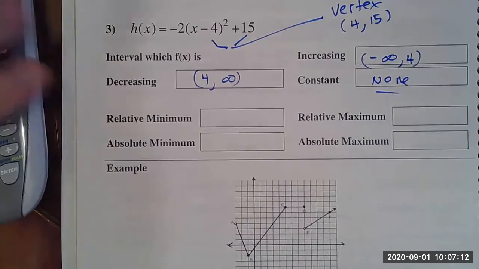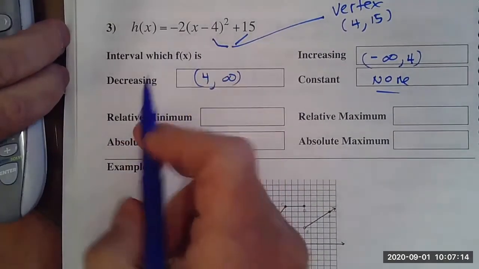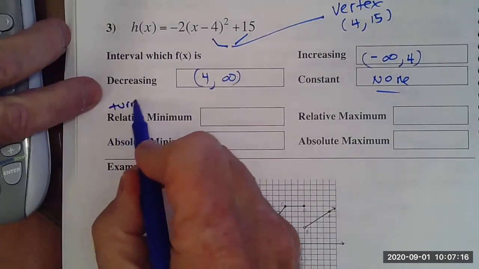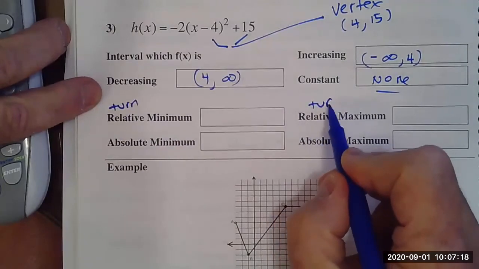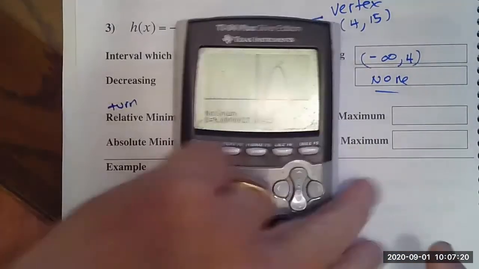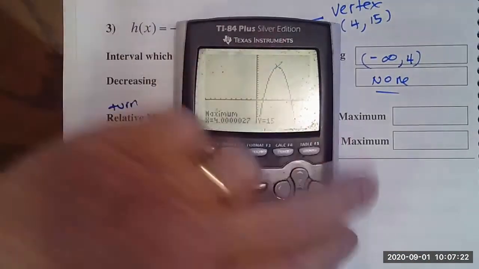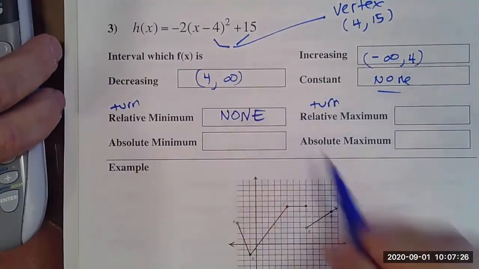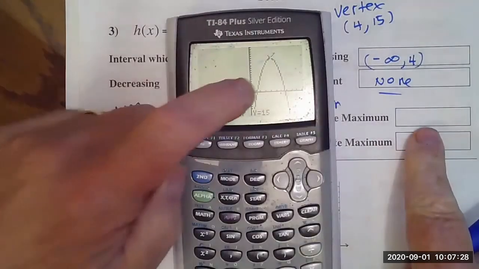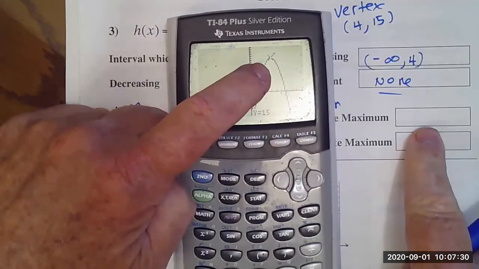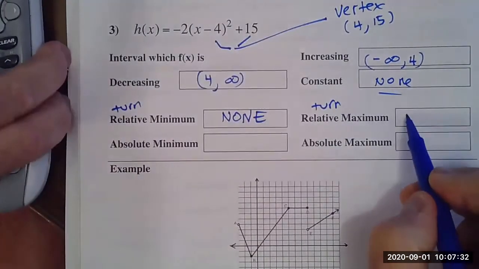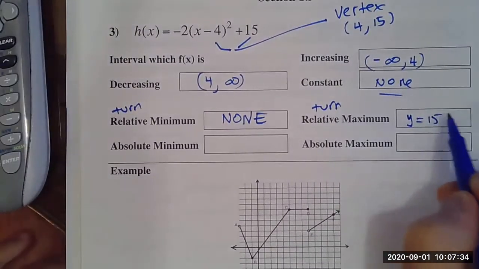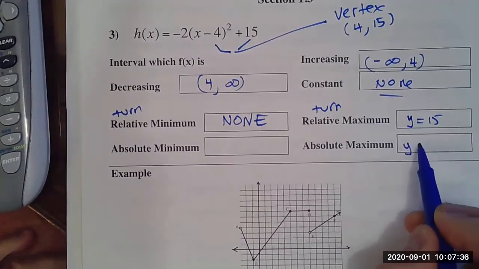Relative minimum, that means there's a turn. These guys are turns again, turn, turn. There is no turn for the minimum. That would be a valley. So you'd say, nope, none. But yes, there is a turn right here, and so the y value there is 15. So you're going to go y equals 15. And it turns out it's the tallest one as well.